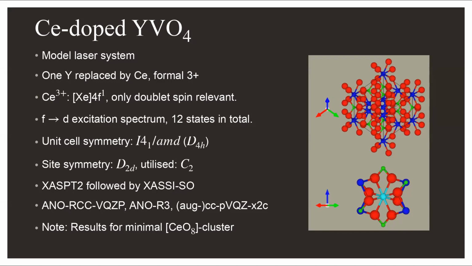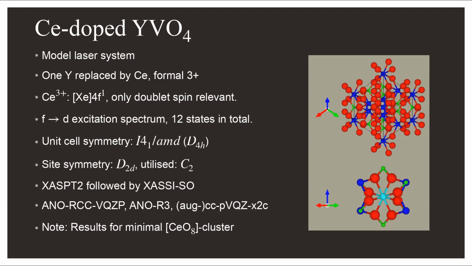A good thing with this system is also that you have some symmetries which you can exploit. So in the end, I did calculations using C symmetry. And of course, since this is a lanthanide we are looking at, I used CASPT2 and CASSCF-SO, or RASPT2 and RASSCF-SO. I also tested some different basis sets to see how stable the results are with respect to the basis set.